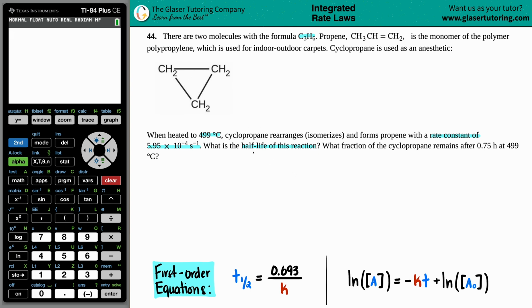Anytime that they're asking for a half-life, it is denoted by T and then a little 1/2 as a subscript. A half-life is just the amount of time it takes for a certain substance to decrease to 50%. So, in this case, if we had a 100% sample of whatever we're talking about here, the cyclopropane, which is this triangle guy.